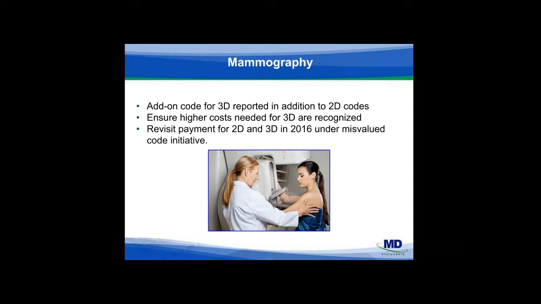In looking at mammography, until now there haven't been any separate codes that allowed for payment of the higher cost 3D mammography imaging as compared to the 2D mammography imaging. Since 2000, 2D digital imaging has been paid at a special payment rate provided by law for digital mammography. To ensure that the higher resources needed for 3D imaging are recognized, CMS is paying for 3D mammography services using add-on codes in 2015 that will be reported in addition to the 2D mammography codes.